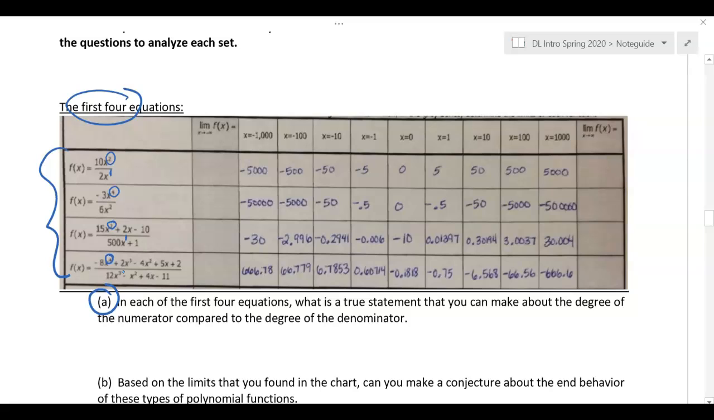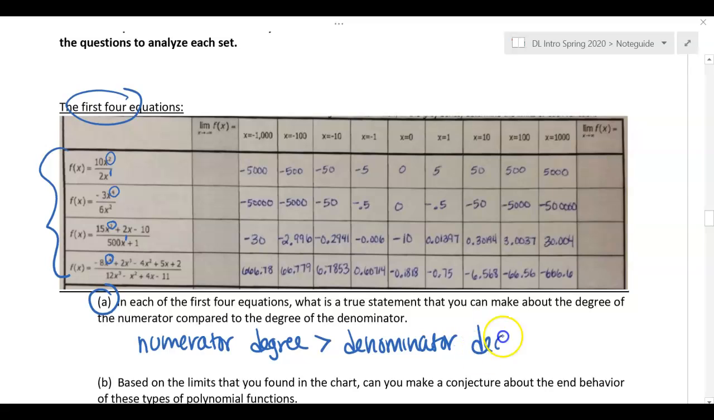So when we look at these and we compare them, what we see here is that in all of these functions, they're written where the numerator has a higher degree than the denominator. So the numerator degree is more than the denominator degree in all of these questions or equations.